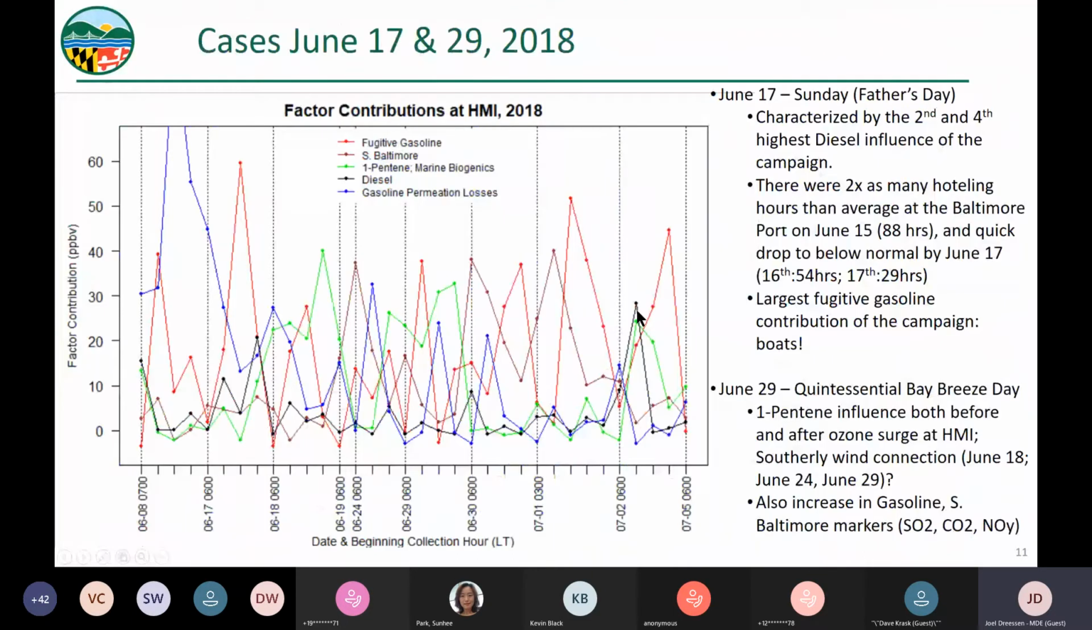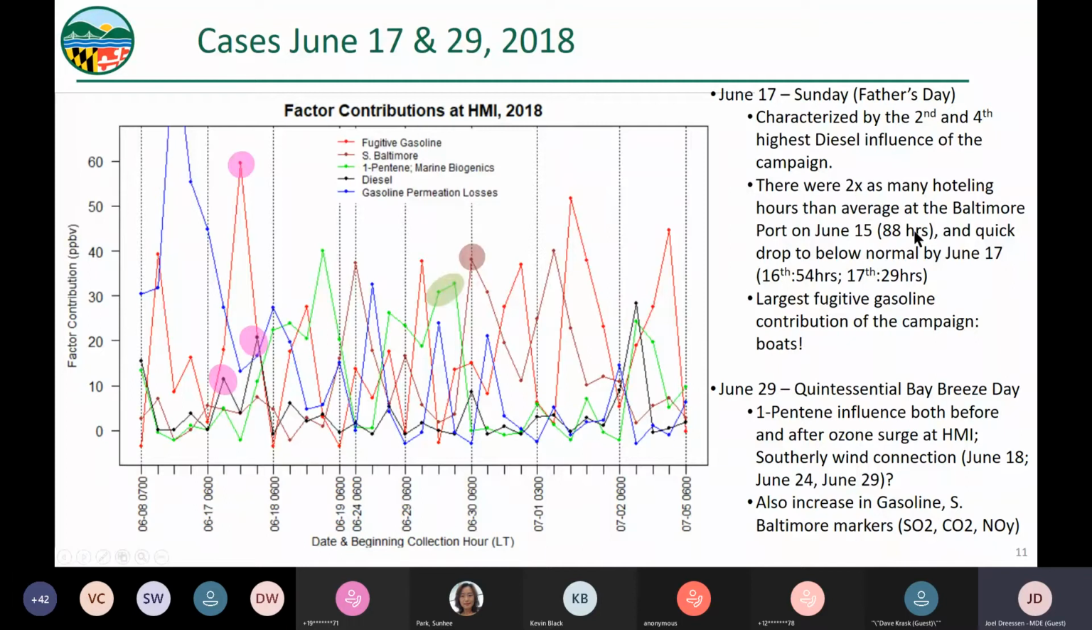And then what we can do with that further is we can look at these 34 canisters and apply them to individual events to know what might have been causing an ozone event or non-ozone event for that matter. And I want to focus on a few canisters here. Here's June 17th. This is an ozone exceedance at Hart Miller Island. And the black line here represents the diesel factor. These two dots are the second and the fourth highest diesel factors for the entire campaign, and they both show up on the same day, meaning that there was a diesel influence, a strong diesel influence on June 17th.